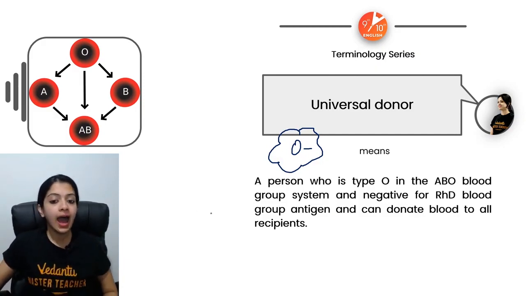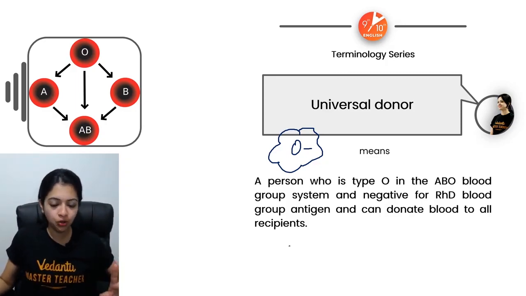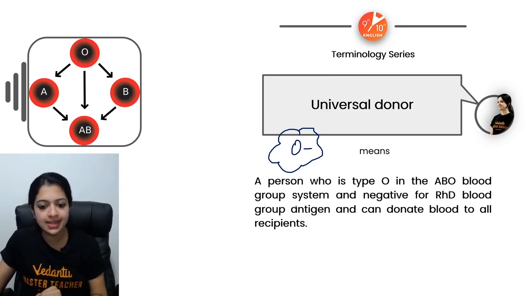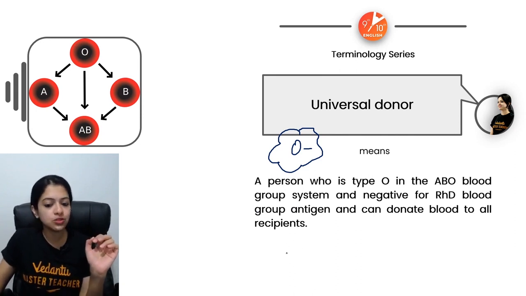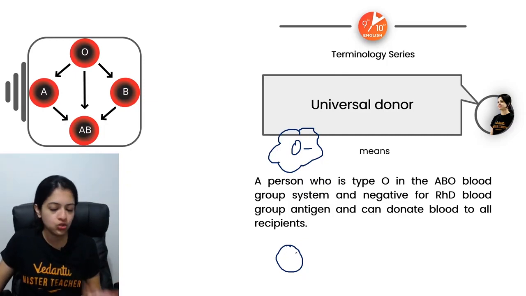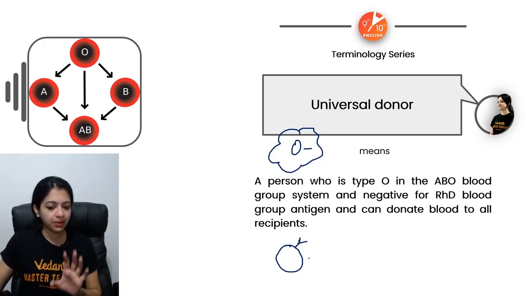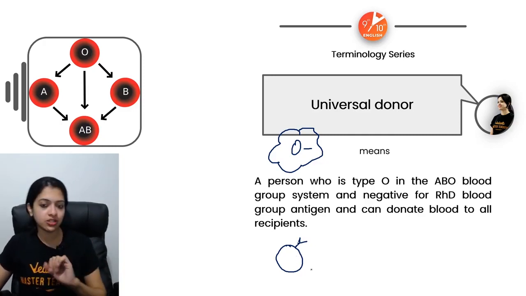For example, of course, I belong to the O positive blood group, so let's go by my example itself. My red blood cells don't have A and B antigens because I belong to the O blood group, but my blood has Rh antigens. Okay, Rh antigens are present. That's why I belong to the O positive blood group.